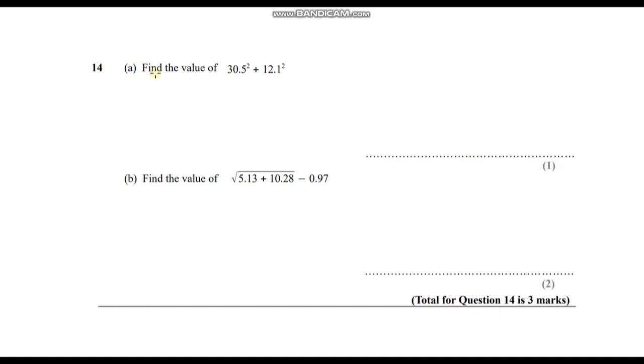Question 14a, find the value of 30.5 squared plus 12.1 squared. So this is just testing your calculator skills. So you're just going to type into the calculator 30.5 and then the squared button, and then plus 12.1 and then the squared button again. Press equals. Now the answer usually comes up as a fraction. It depends how your calculator is programmed, but if it's just set up and you haven't changed any settings, it will come up as a fraction.